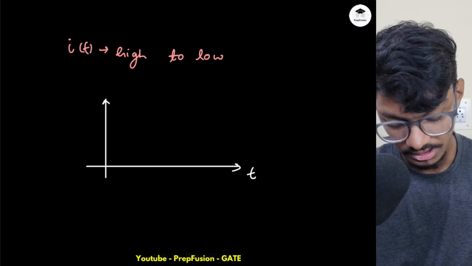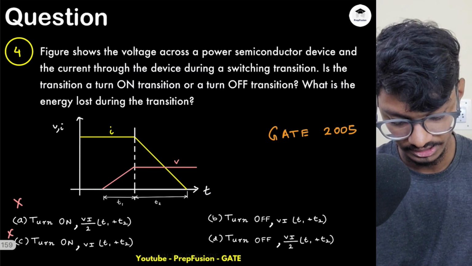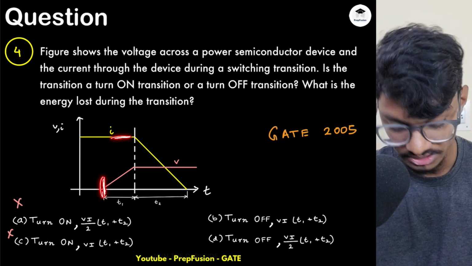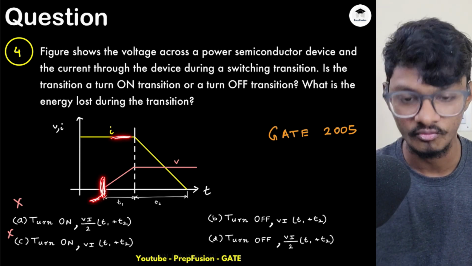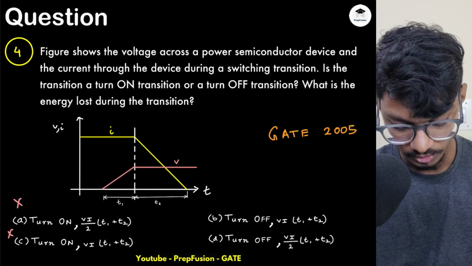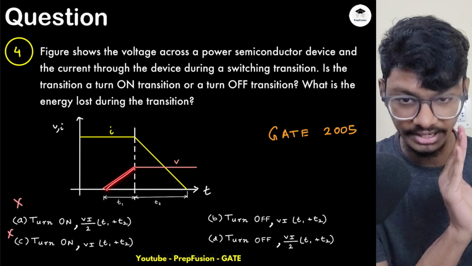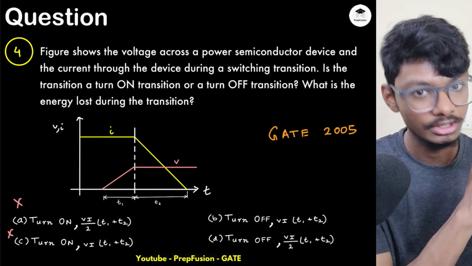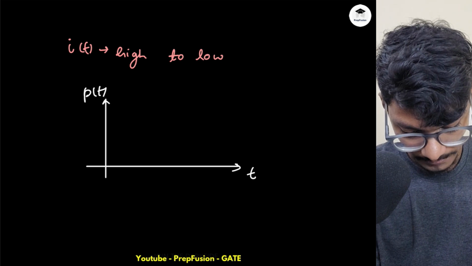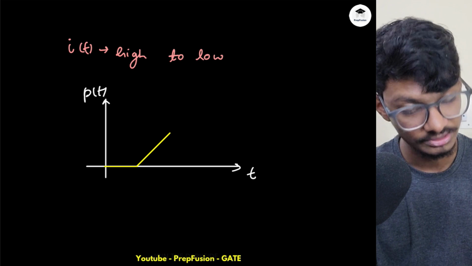And what is power? Power is v(t) times i(t), the product of voltage and current. What I am observing is that this is constant. Before this, it is 0. If v(t) is 0, obviously the product will also be 0, and then this will be some value. But as this is constant, the shape will remain the same. So this is triangular, and if I multiply a constant with a triangular waveform, the shape will be triangular, just the amplitude will change. So over here it will be something like this, the shape remains the same but the amplitude changes.